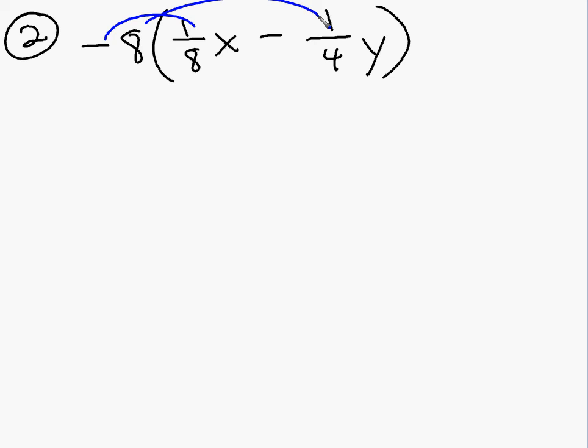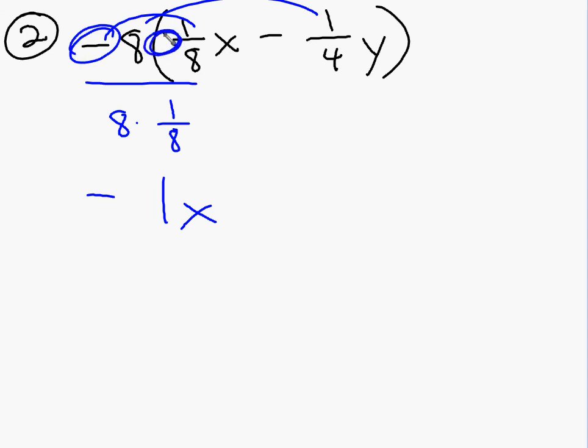But look what I've got on this first one. Don't I have 8 times 1/8? What's 8 times 1/8? 1. So this first term is going to be 1x, but is it positive or negative 1x? Negative. It's negative because it's a negative times a positive. All right? Now, is the second term going to be a positive or a negative term? It's going to be a positive because I have a negative times a negative. This second term will be a positive.